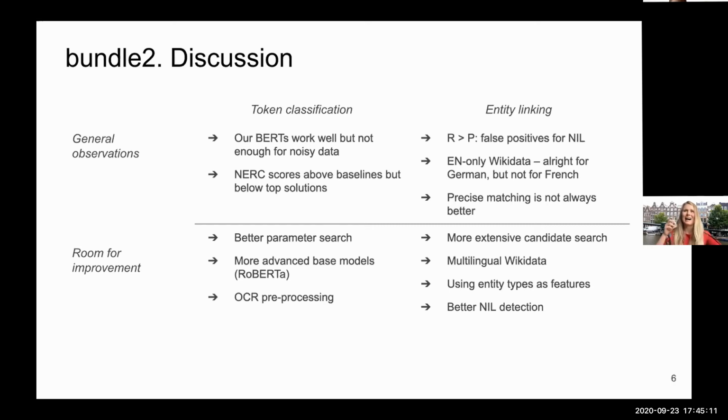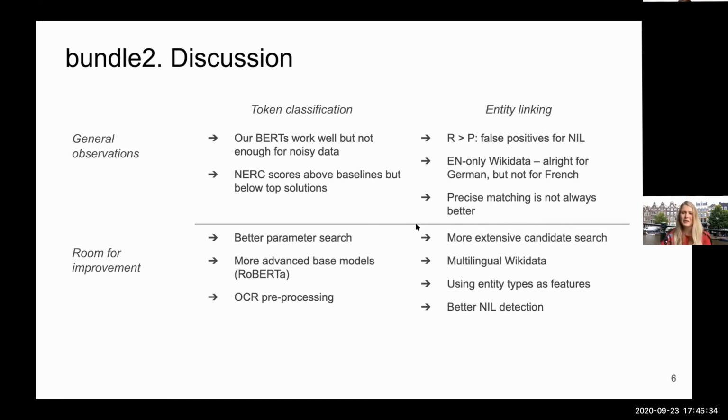So a nice improvement would be to improve NIL detection and maybe to use entity types as features, because for example, if there is a location entity type, then the probability of it being NIL is lower than if it's a person.